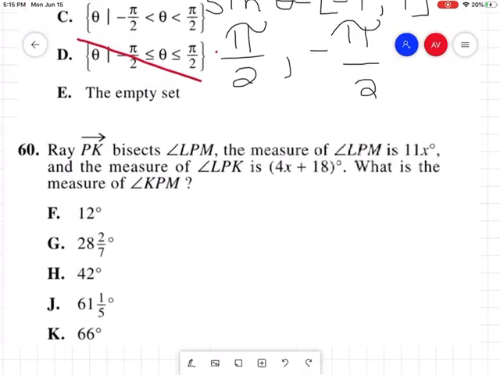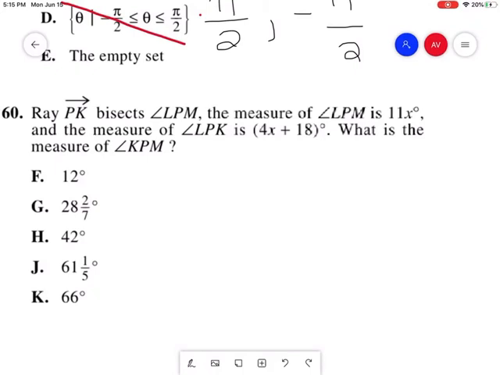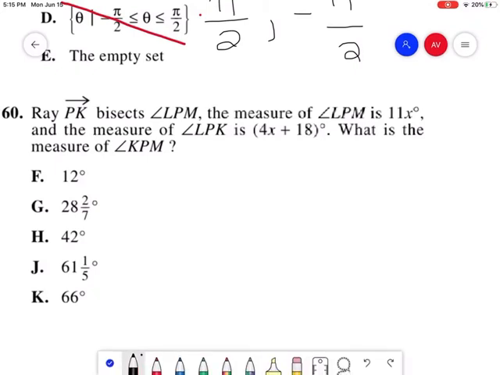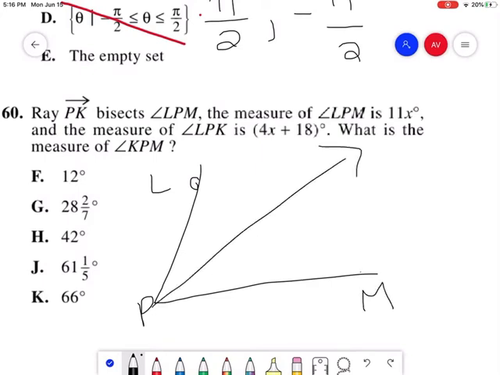Moving on to our last problem for today. This is some geometry right here. It says ray PK bisects angle LPM. I'm just going to draw that real quick. We're going to have angle L right here, and start to draw dots here, P and M. And we're saying PK bisects that. Cool. So ray PK bisects angle LPM. The measure of LPM is 11x, and the measure of LPK is 4x plus 18. What is the measure of KPM?